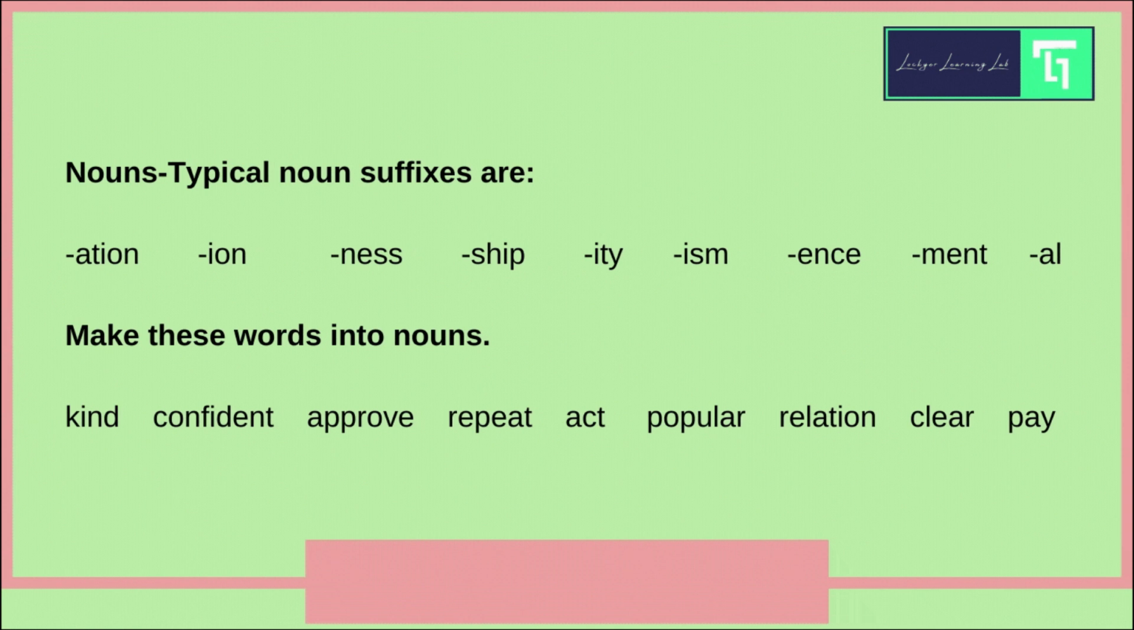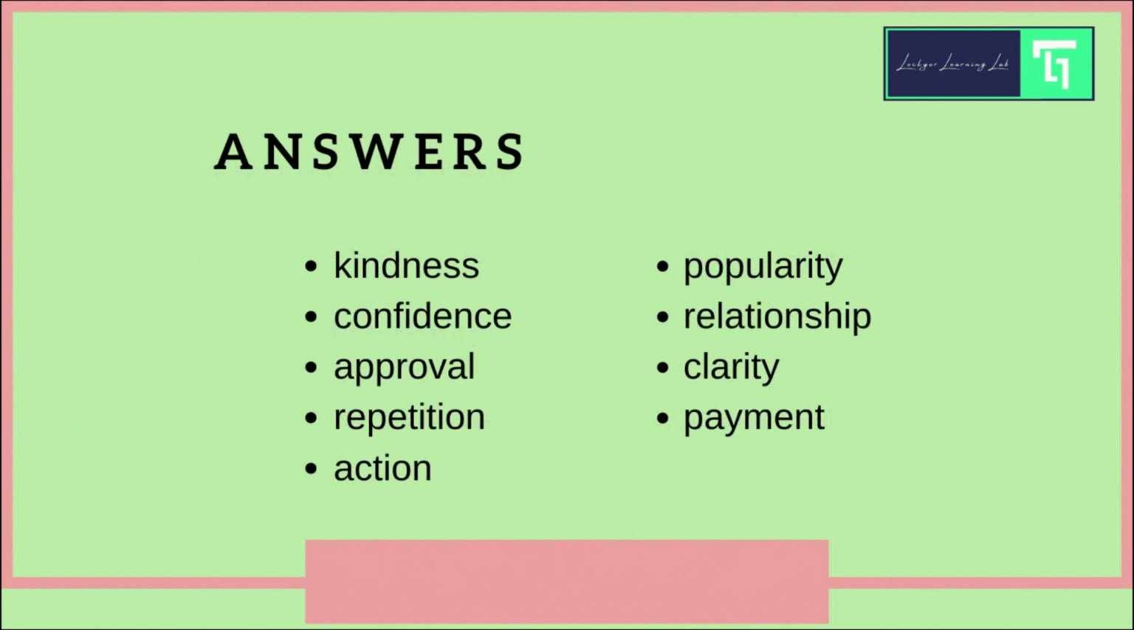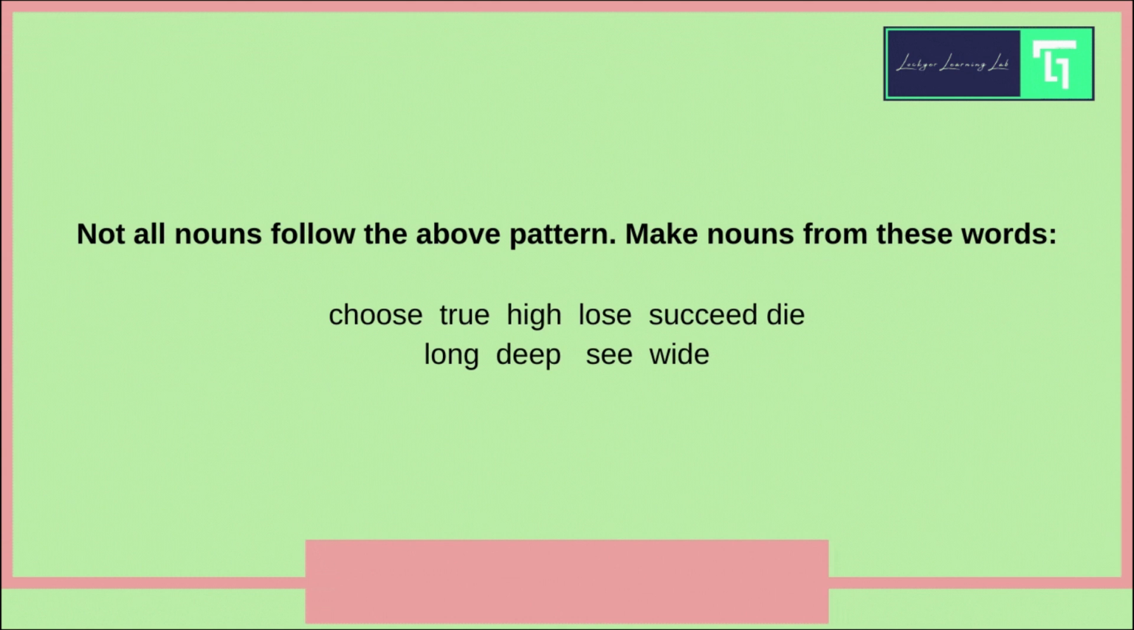Then you've got confident. That's an adjective. What is the noun? Well, the noun is confidence. Confidence is really important if you're going for a job interview. So you're going to look at those words and try and make them into nouns. And then we've got a few nouns that don't really follow the same rule. They're a bit more like irregular nouns. So we're going to have a look at those as well.